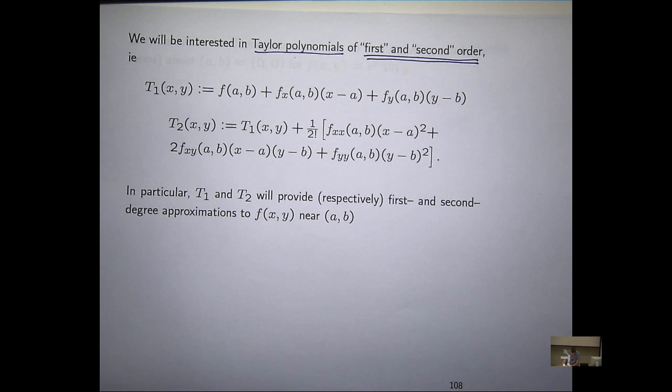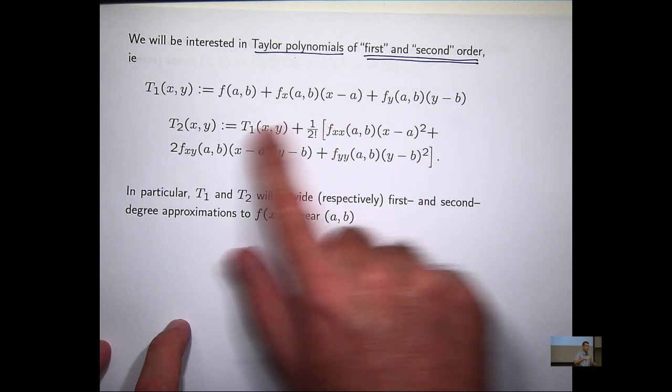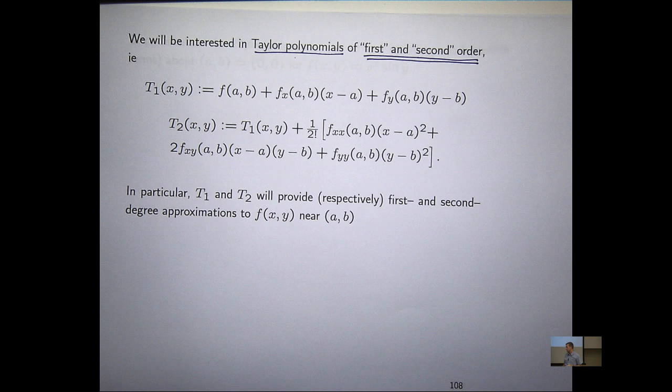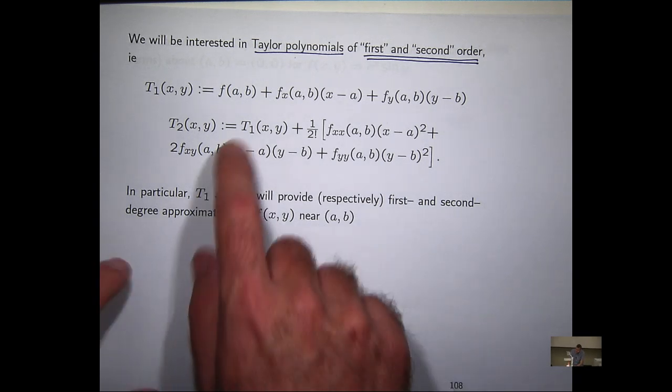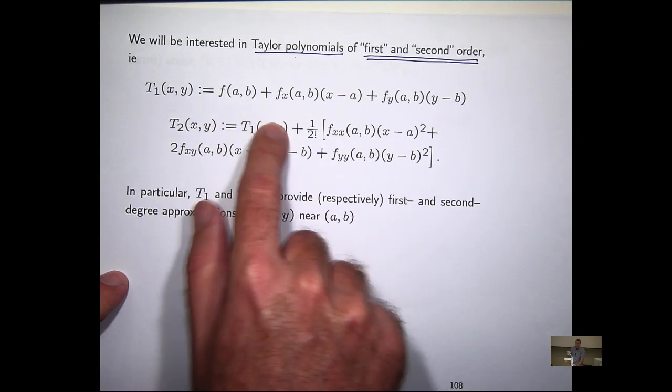Shouldn't the T2 have the first order derivatives as well? It does. Oh yeah, right. I've just done that to save a bit of space, otherwise it just takes up the whole slide. So just to save a bit of space, I've defined T1 in this way as the first order one, and then I've just stuck it in there to save space.